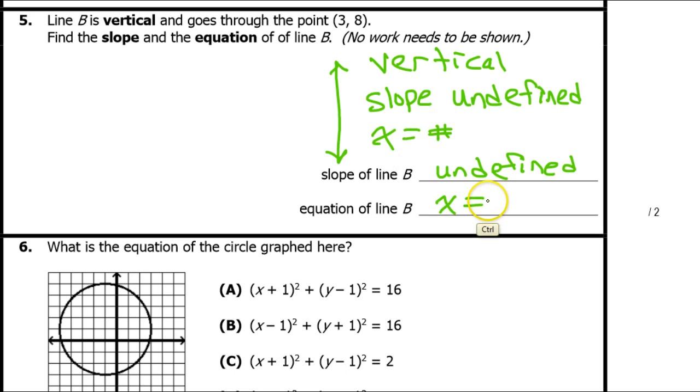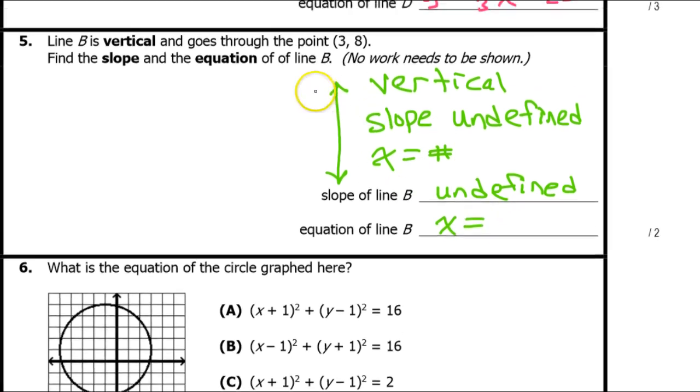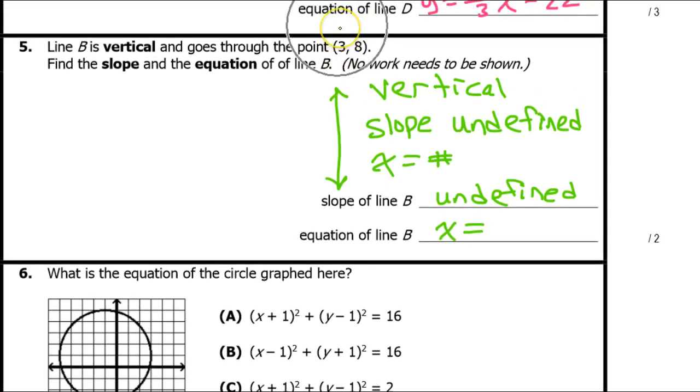It's just a matter of x equals what? To know what number x equals, all I have to do is look at the point that they gave me. This point is in the form x comma y. So guess what x equals? Yeah, that's right. x equals 3. It's right here in your face. So x equals 3. Boom. Done.